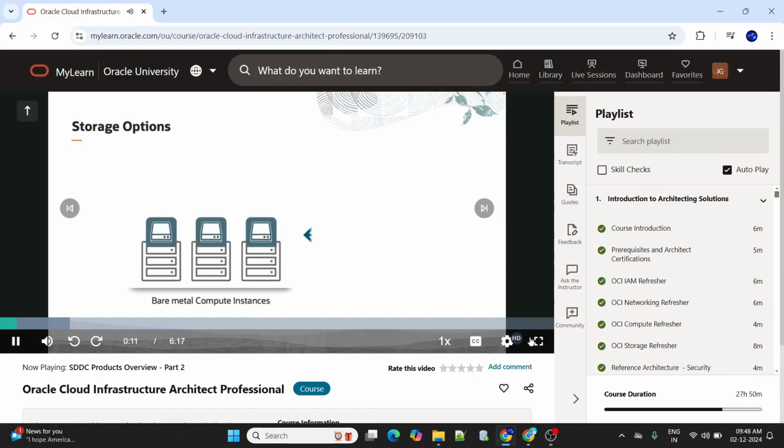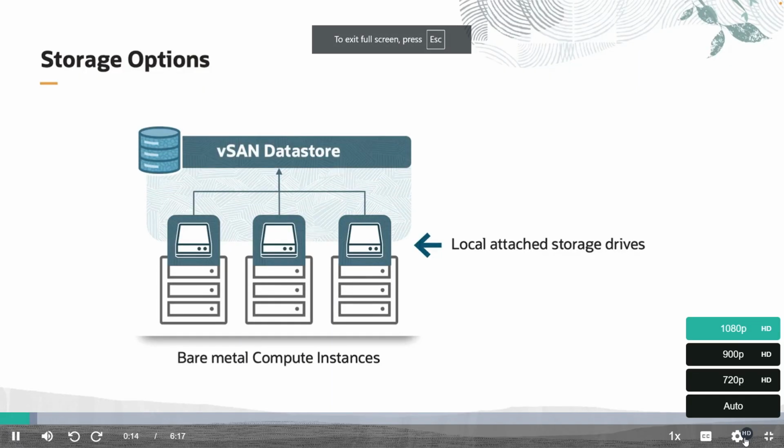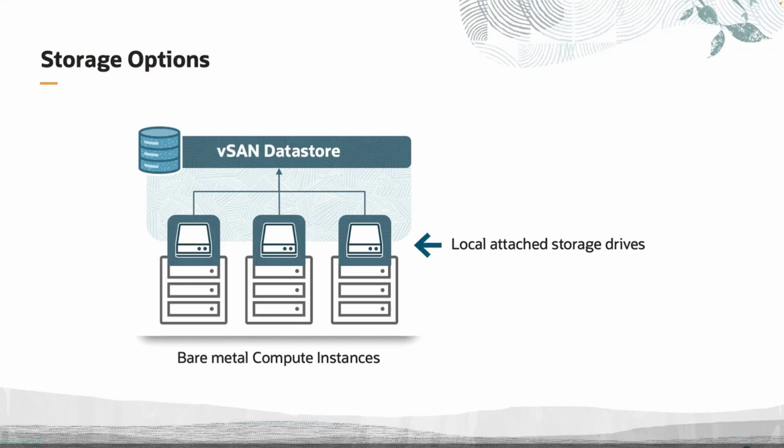In our previous lesson, we saw about VMware vSAN that can be used as a virtual data store for storing VMs. vSAN uses the local attached storage devices from each bare metal instance. So this brings in a challenge in terms of scaling the storage capacity. If you need additional capacity, you would always need to provision additional physical bare metal instances.